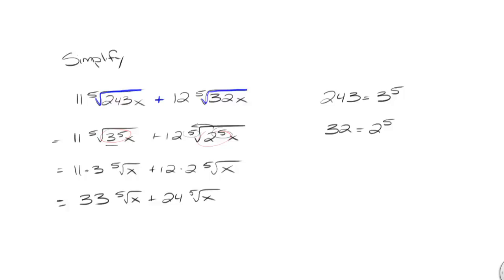And lastly, now what I do, I'm allowed to add these radical terms if they have exactly the same radical parts. And in this case, they do. They're both the 5th root of x. And so I add their coefficients, the 24 and the 33 together, to get a final answer of 57 5th root of x right there. And again, this last step is the radical addition, which is just combining like terms.